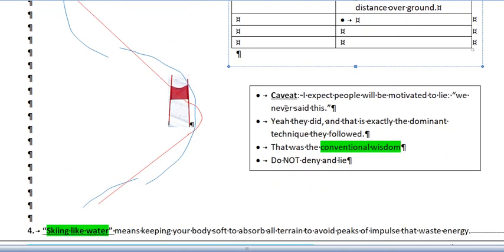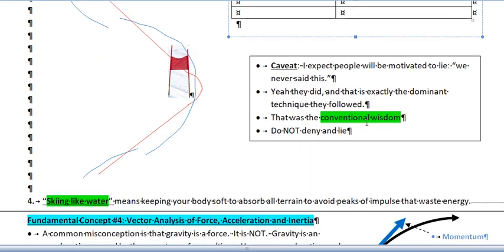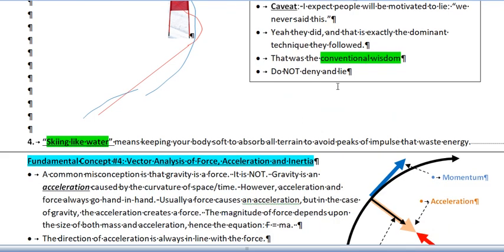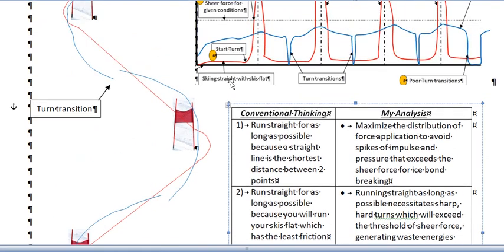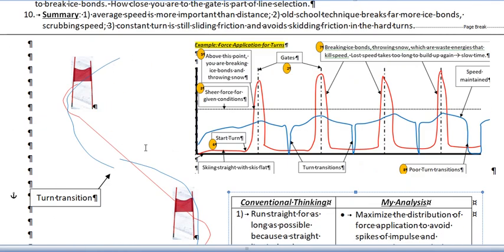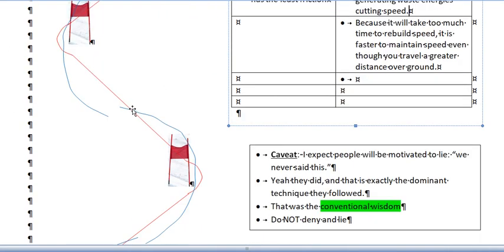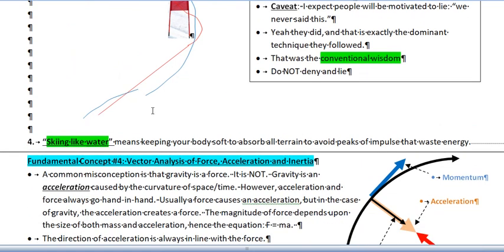Now here's a caveat. I expect people to be motivated to lie. Oh, we never said this, right? Yeah, this was exactly the dominant thinking, really, I mean, to be honest, prior to what I taught, which is counterintuitive. Constantly being in a turn, like, what? That's slow. No, it's actually faster. And everyone's doing it now.